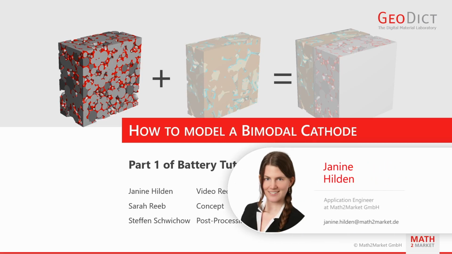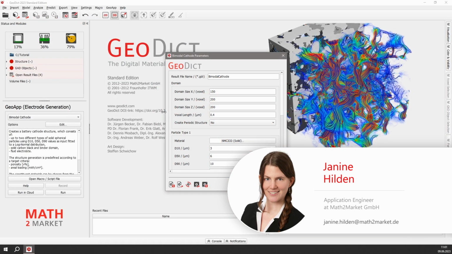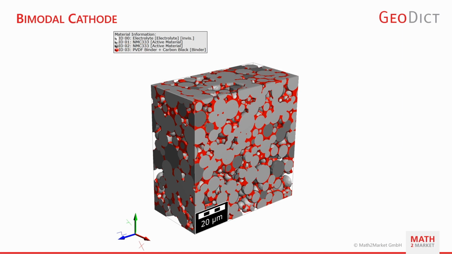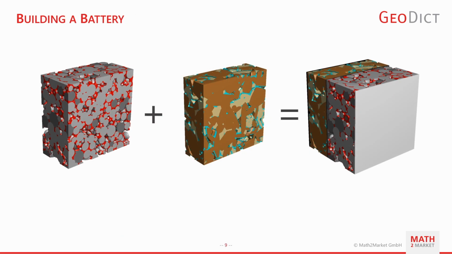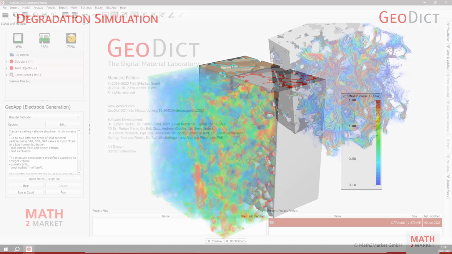I'm an application engineer at Math2Market, and in the following video I will show you how to create a digital bimodal cathode. This can easily be done with the Bimodal Cathode GeoApp, which is introduced in GeoDict 2023. This video is the first video in the small series of videos on how to create a battery from bimodal electrodes and run a degradation simulation on it.